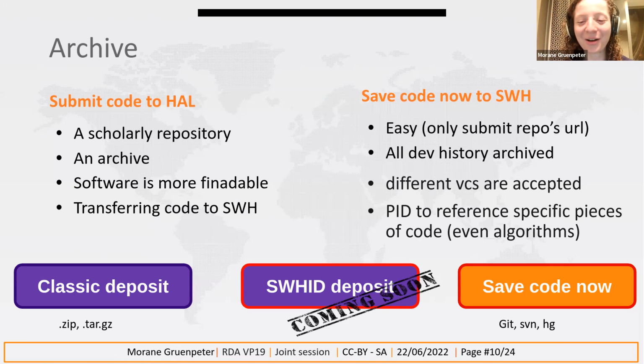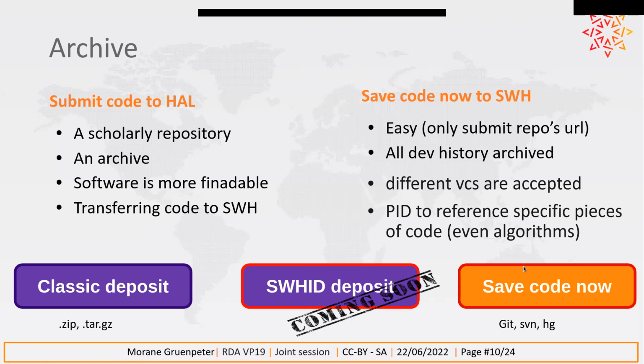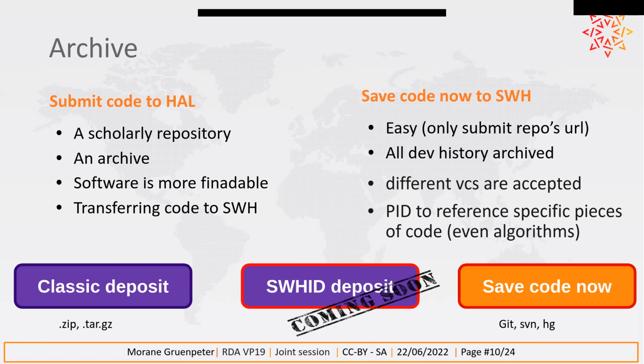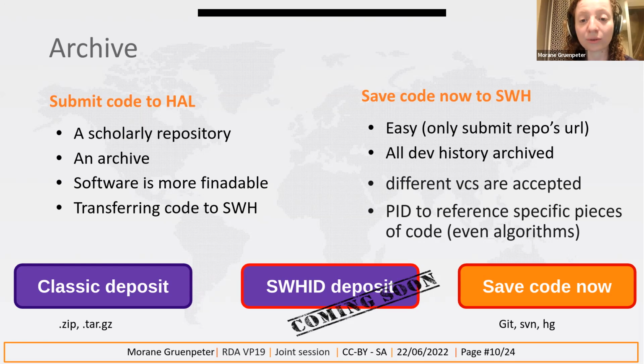Thank you. And you have on the right side of this slide the Save Code Now that I will show you just after this slide, which is a feature provided by Software Heritage to save a complete repository. And those two options are valuable with some differences. Submitting code into HAL, it's a scholarly repository. It's also an archive, and the software will be more findable by being on HAL, and the code is transferred to Software Heritage. And on the other side, having a Save Code Now to Software Heritage, it's really easy.